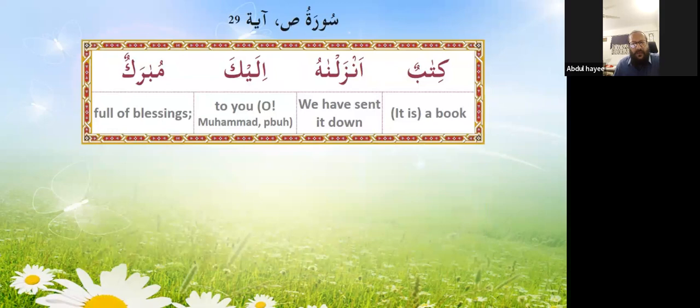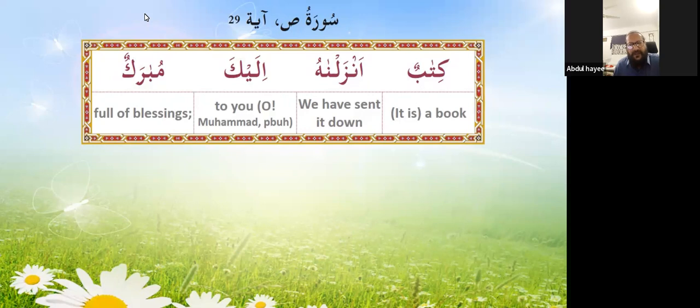Kitabun anzalnahu ilayka mubarakun. Yes, kitabun. What do you think? Is it ism, fi'l or harf? You have to respond. Ism, because we have a tanween. The next question: if it's an ism, is it singular or plural? Singular. So what is the plural? Kitab, kutub. Kitab is the singular, and kutub is the plural.